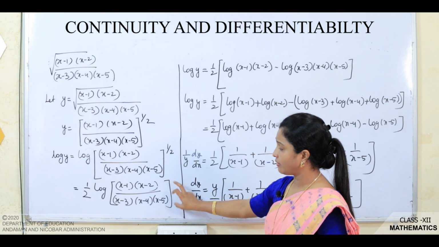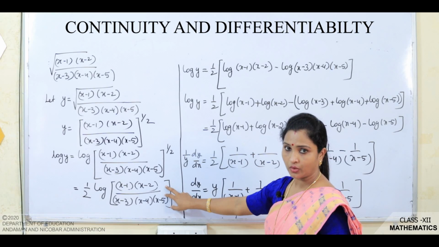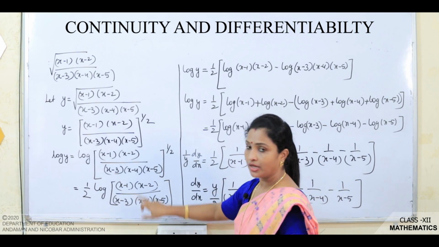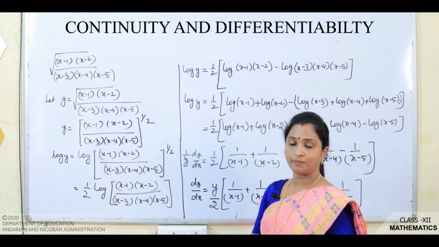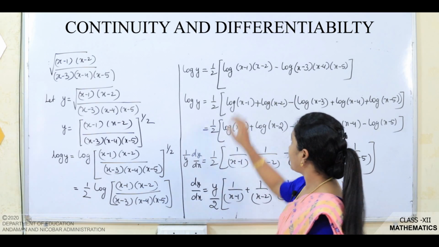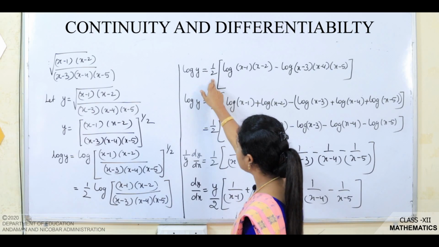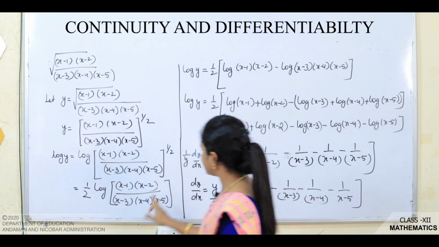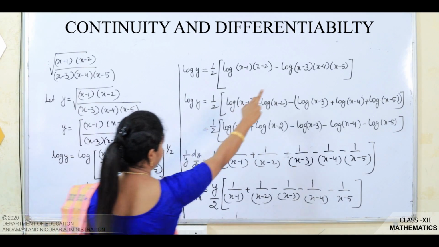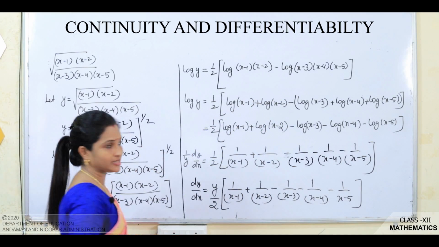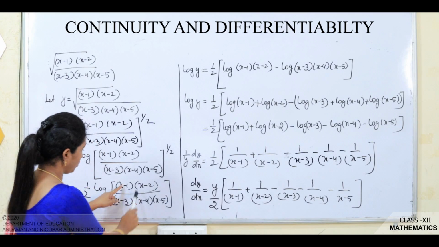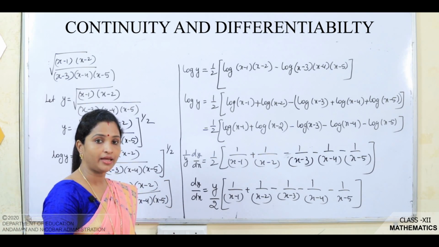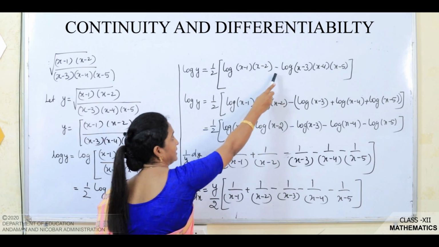Now you can see here again you can apply a property. What is that property you are going to apply here? Log p by q. Log p by q is what? Log p minus log q. So what we will do here? Half as it is, log p, p means x minus 1, x minus 2, minus log q, log of x minus 3, x minus 4 and x minus 5. Since it is in division form, when you apply the property it gets converted into minus, right?